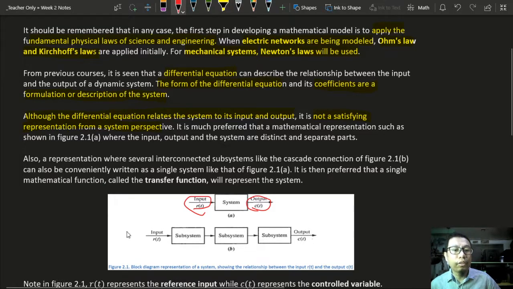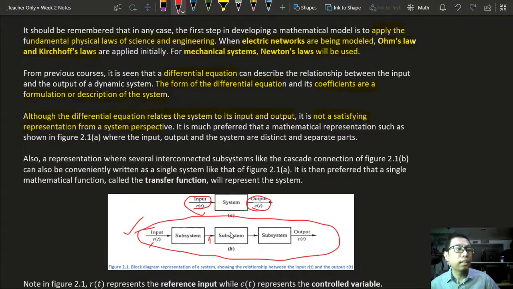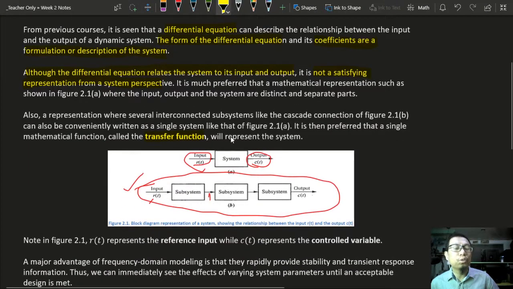So meron naman tayong systems like this one na meron siyang cascade interconnection. Kung i-separate kasi natin itong R(s), tsaka yung output dito, tsaka itong description ng system na ito, mas madali natin simplify ito kesa naka-describe ito as a differential equation. So in that case, that mathematical model na hinahanap natin would be expressed in terms of what we call the transfer function. That transfer function is what we will use to represent the system.